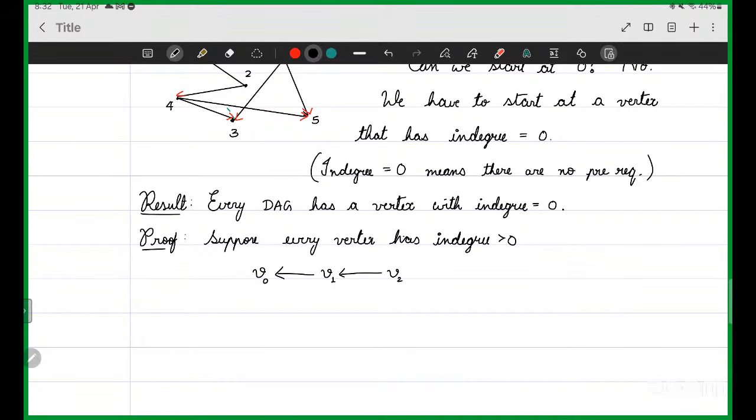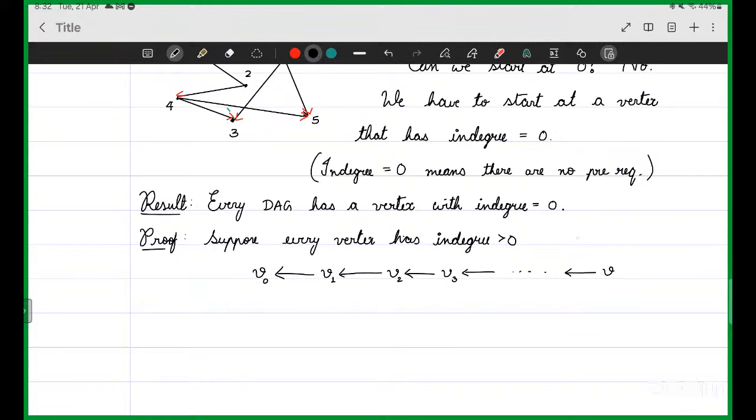Once again, V1 also has in degree greater than 0. This is by assumption, sorry, not by definition. Every vertex has in degree greater than 0. So I look at one of V1's parents. That is V2. Again, I can do the same thing. I get a V3. I can do this forever because there is nothing stopping me since the in degree of every vertex is positive. So I can always find parents for every vertex.